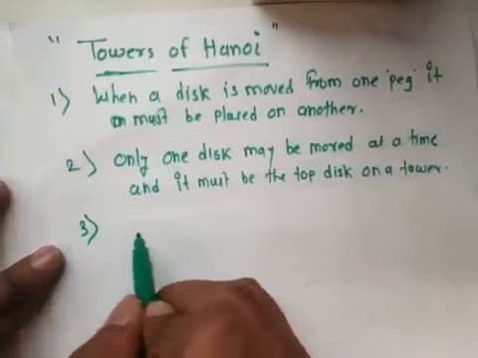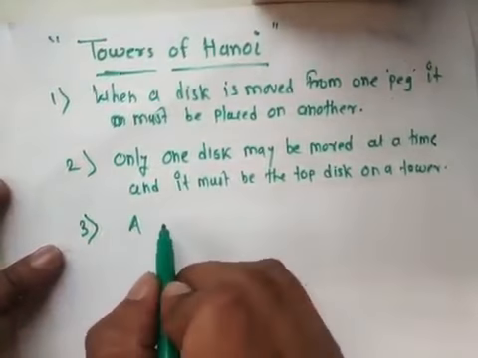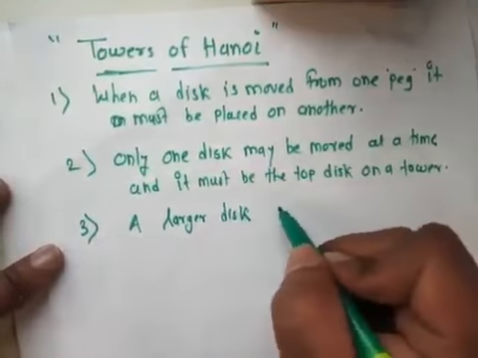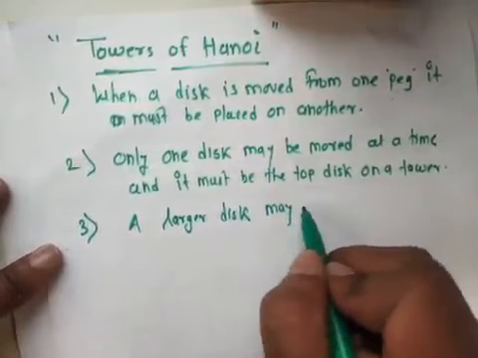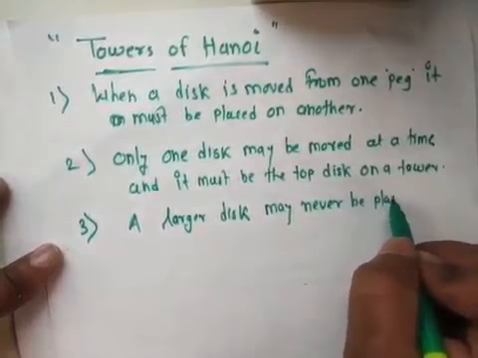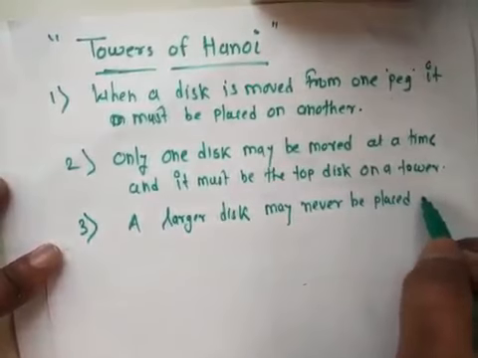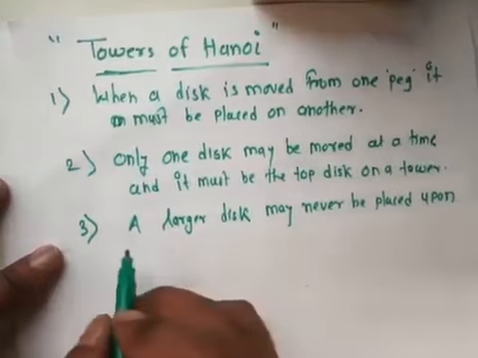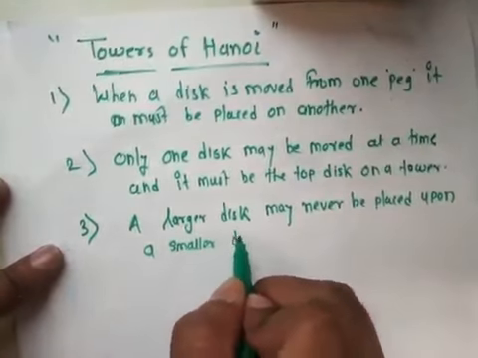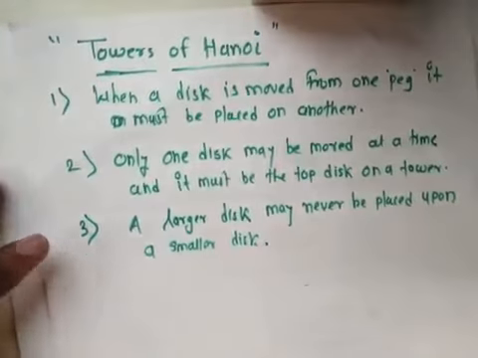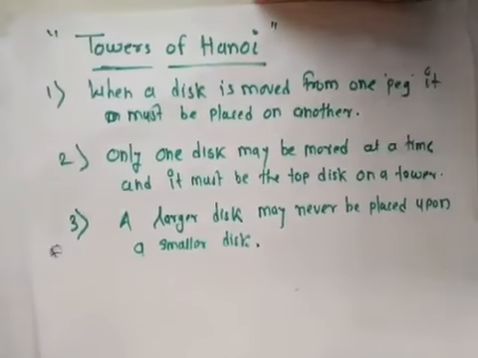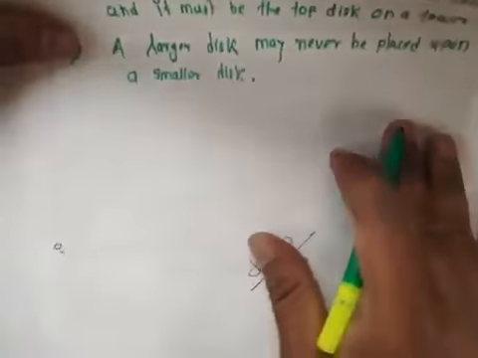And the third rule is what? A larger disk may never be placed upon a smaller disk. Okay, so these are the three basic rules of the Tower of Hanoi puzzle. So what is the Tower of Hanoi puzzle?